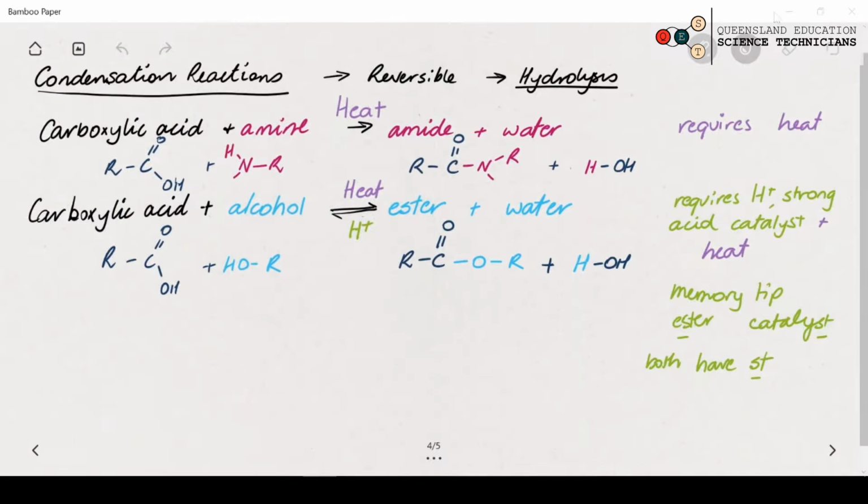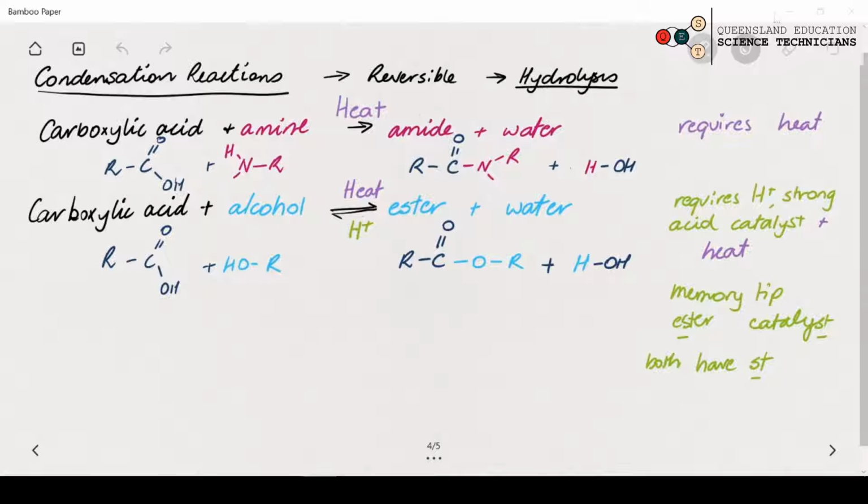So our last set of reactions are our condensation reactions, which are reversible. So the reverse is called a hydrolysis. You'll also have heard of these as esterification reactions, in the particular case of when we make an ester. But both making an amide and an ester are condensation reactions. So in both cases, you'll notice that we require heat. So if you remember condensation, I'm going to need heat.